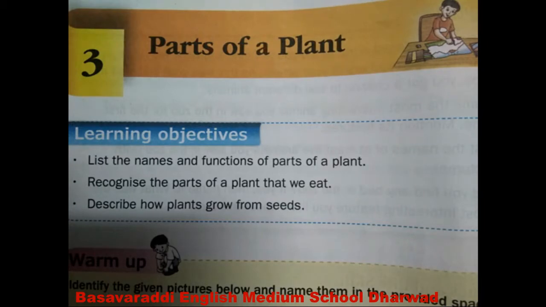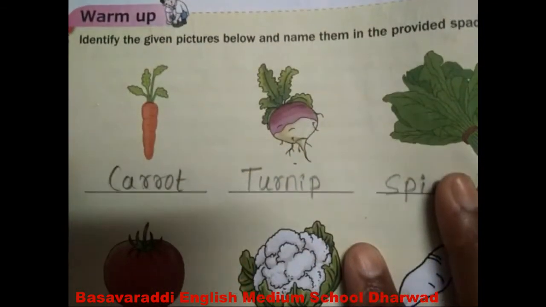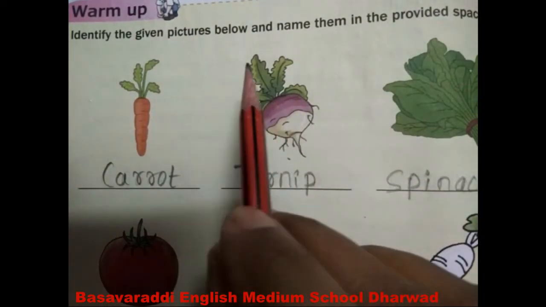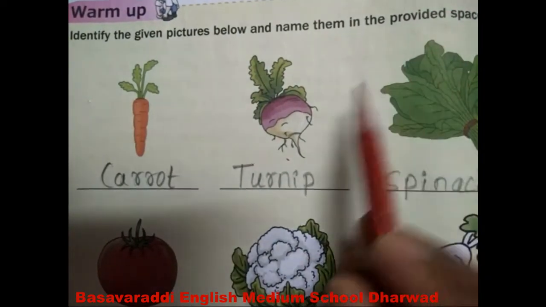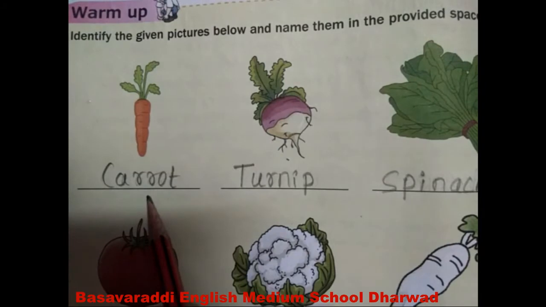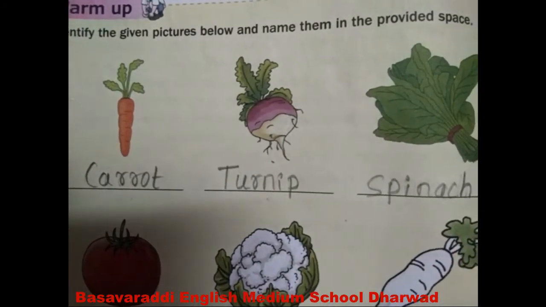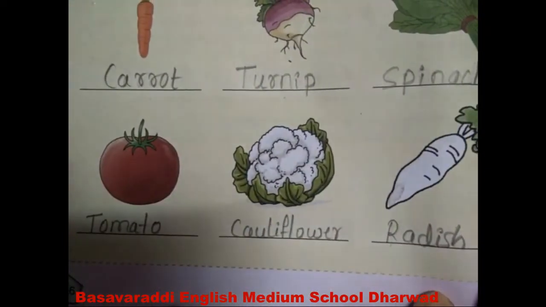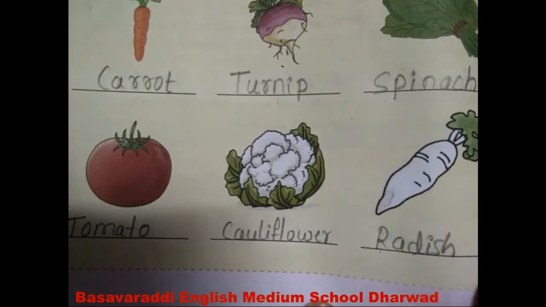The name of the lesson is parts of a plant. First, the warm-up activity. The question is: identify the green pictures below and name them in the provided space. The first one is carrot, second one turnip, third one spinach, fourth one tomato, fifth one cauliflower, the sixth one is radish. These are the names of the vegetables.